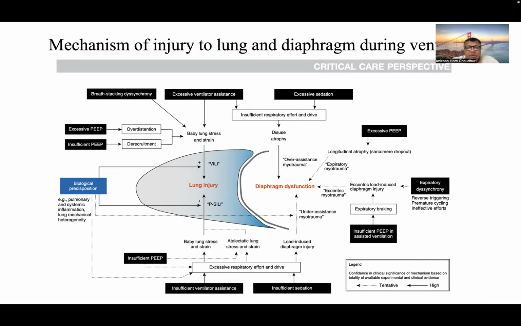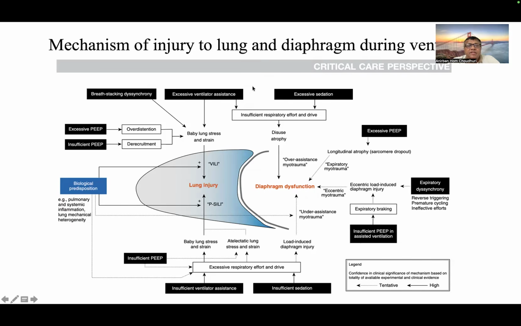And so as you can see on the right-hand side of the screen, in the diaphragm dysfunction and the lung injury, there is an overlap between certain factors, as you can see on the top: excessive ventilator assistance and excessive sedation. So there may be both lung stress and strain, and there is diffuse atrophy when we look into this part of the clock. As we go down here, we also see that insufficient ventilator assistance and insufficient sedation can also cause baby lung stress and strain, atelectatic lung stress and strain, and load-induced diaphragm injury.